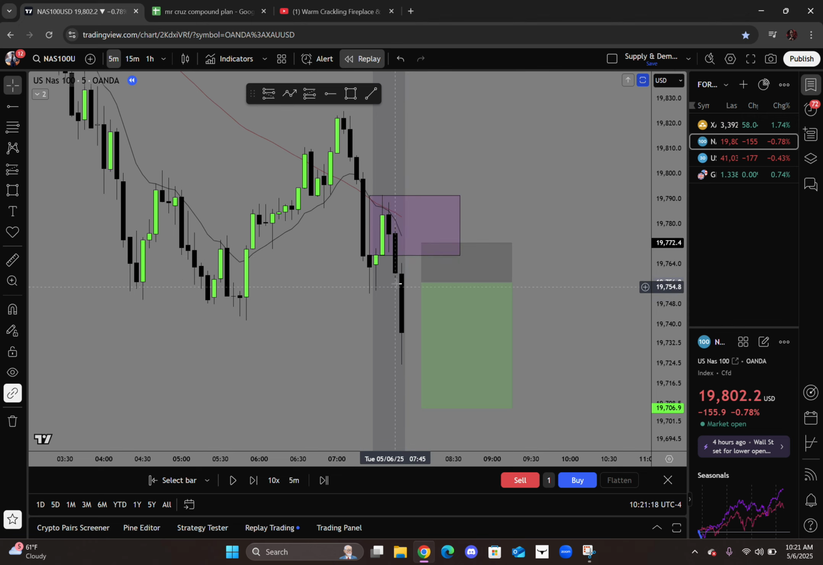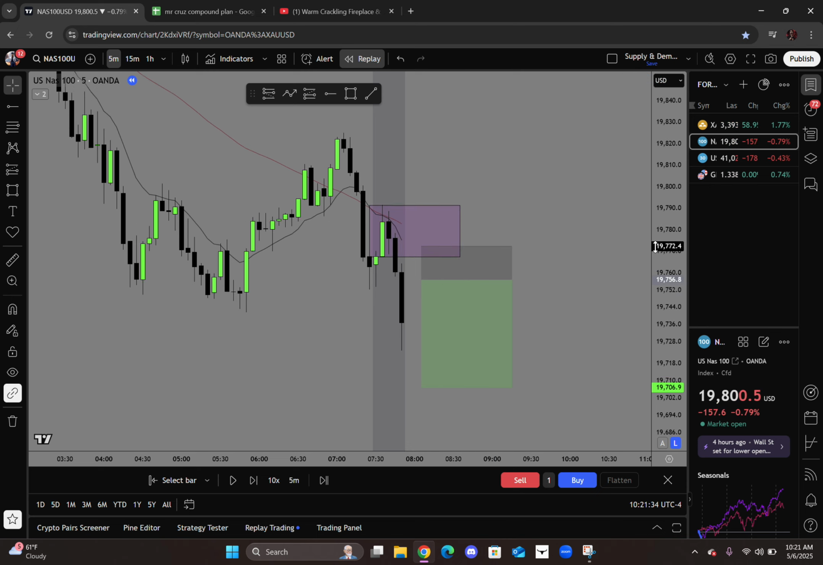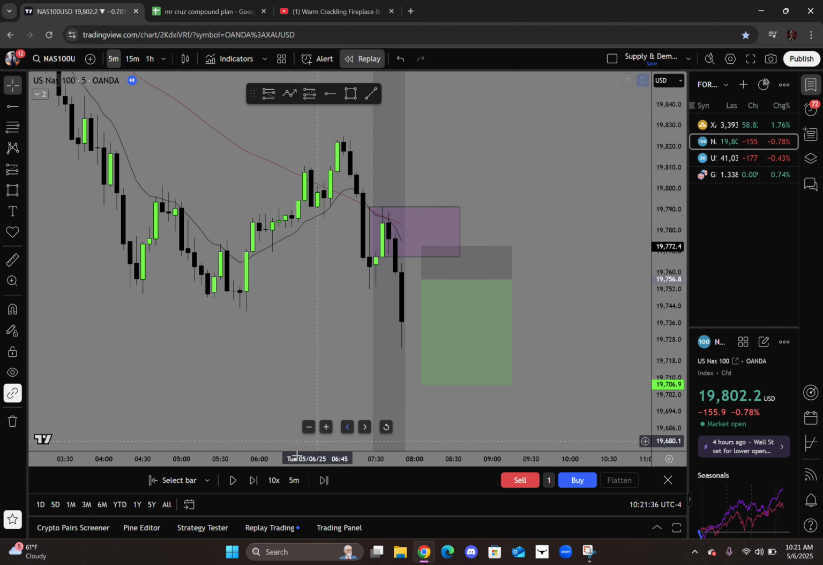And this aggressive candle that pushed down created a gap right here. So that gap is basically a fair value gap, which is unfilled orders, and price will most likely come back up to fill in those orders and reject off our supply zone to then continue the trend, continue the downtrend. So we just waited for price to come back and fill in the gap.